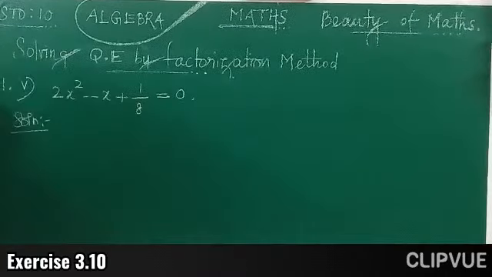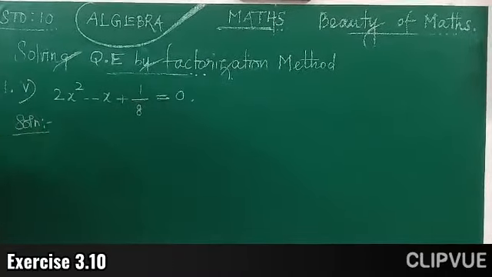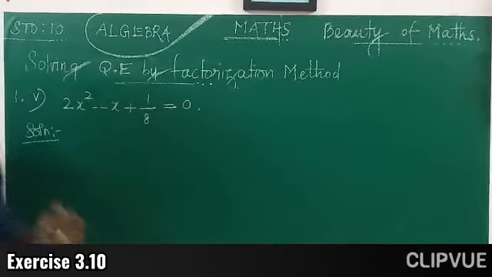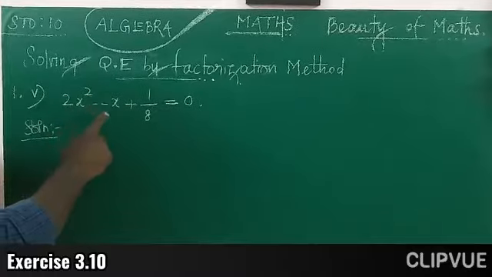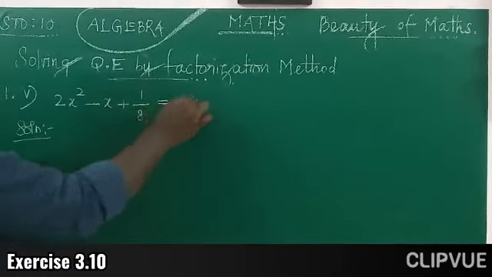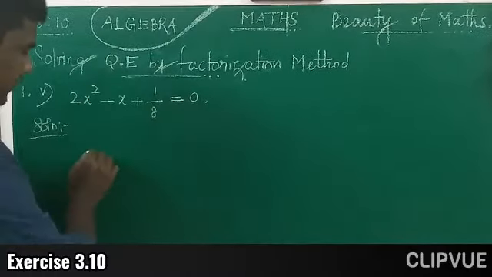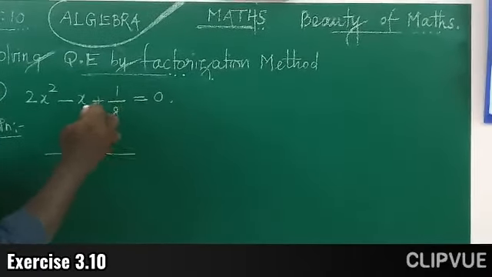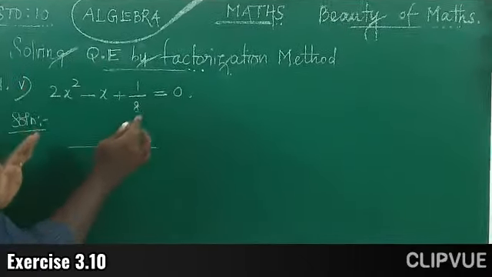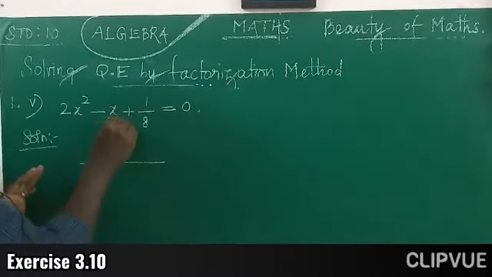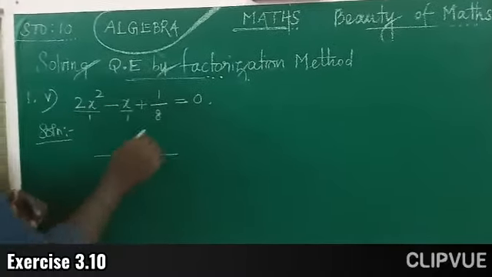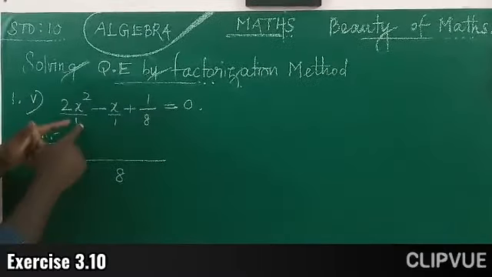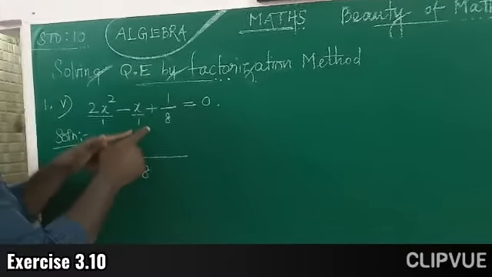Exercise number 3.10, question number 1, fifth subdivision. Solving this quadratic equation by factorization method. The equation is 2x square minus x plus 1 by 8 is equal to 0. Better we simplify this equation. Here we are going to find the LCM of the left hand side. So the LCM of 1, 1 and 8 is 8. You know very well. So here you want to multiply it by 8, here also multiply by 8.